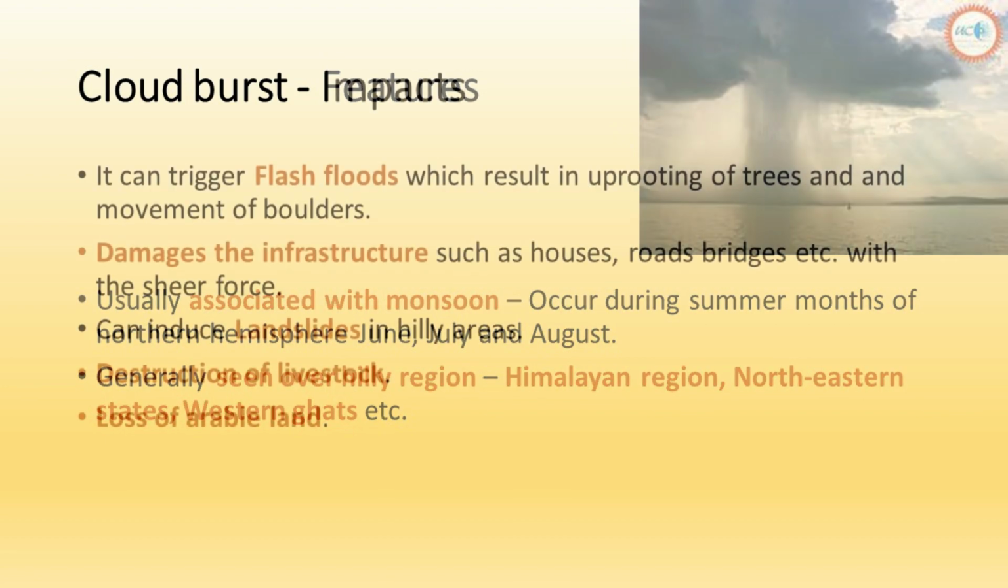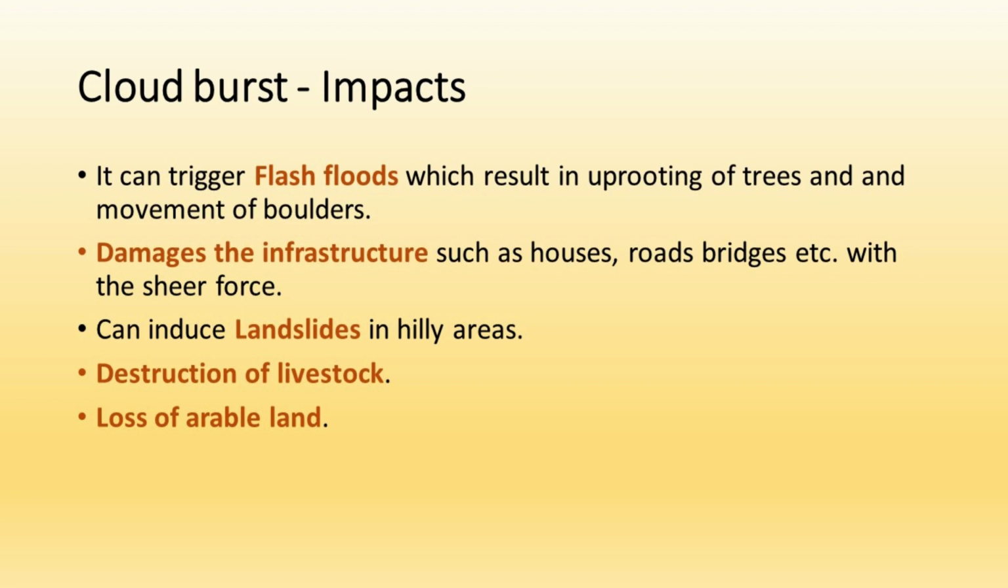western Ghats. Even though cloudbursts occur in a smaller area, the consequences of these events are not confined to smaller areas. It can have a devastating impact by triggering flash floods. These floods can cause uprooting of trees and movement of boulders and other debris. It also damages houses, roads, bridges because of the sheer force with which the downpour occurs. These sudden bursts can also induce landslides in hilly areas. They also cause loss of arable land and destruction of livestock.